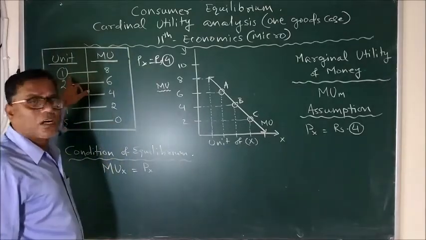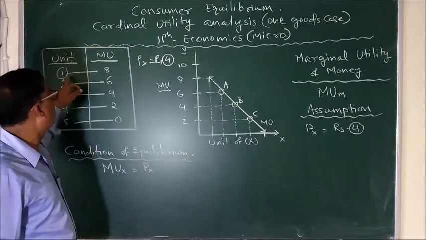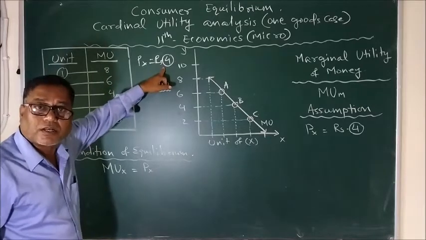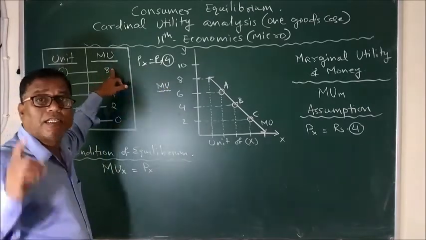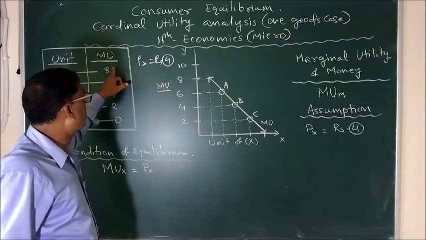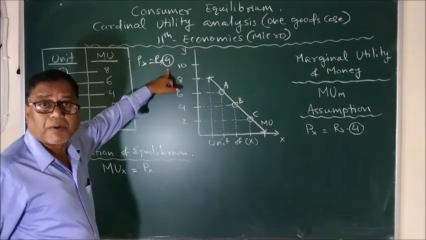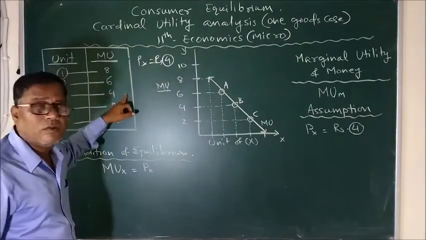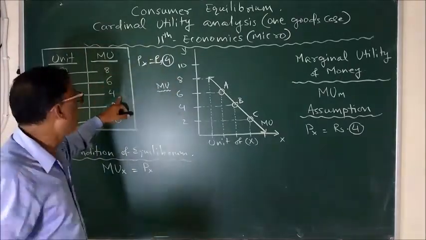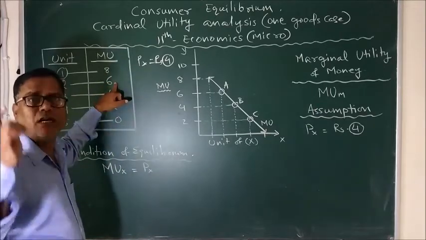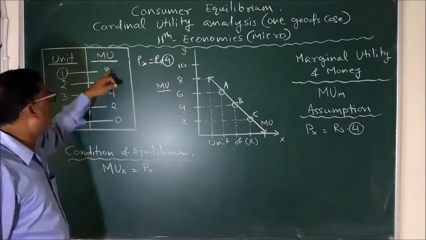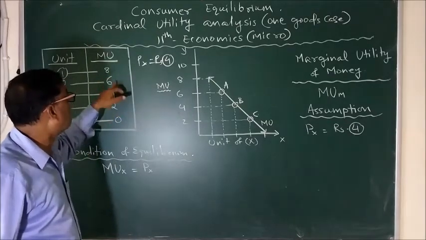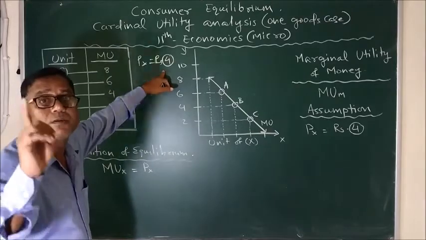So here the consumer would not stop at 1 unit of consumption because he is spending 4 rupees, but he is getting utility that is 8 utils. So the resultant utility is greater than the price he is spending, or the sacrifice he is making. That's why he will continue, and as he continues, what is happening? The resultant marginal utility will fall, and as he goes on consuming one after another, the resultant marginal utility is coming closer and closer to the price of the goods.